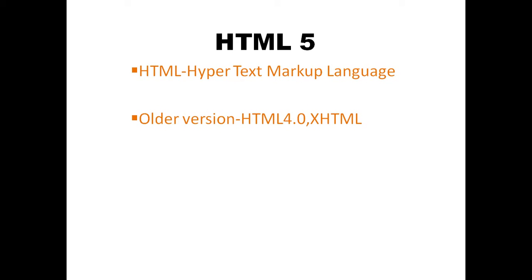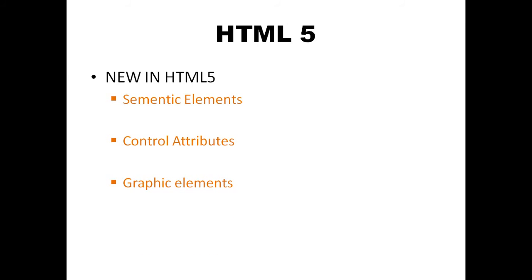The previous versions of HTML were HTML 4.0 and XHTML, and nowadays we are using the latest version of HTML, that is HTML5. Now we will see what new elements are added into HTML5. We will see them one by one: semantic elements, control attributes, graphic elements and multimedia elements.